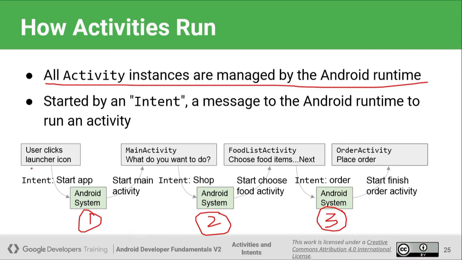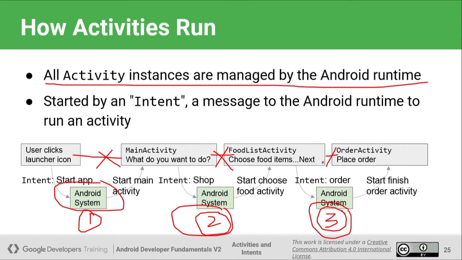So the user clicks the launcher icon, this request will go to the Android system, then it will call the main activity, what do you want to do, and then this activity sends another request, choose food activity, choose food items next. As you can see, the messages are passed from one activity to another activity with the help of this Android system. So do not forget these points: the requests always go through the Android system and not by direct communication. There is no direct communication between these two activities. The communication is always possible with the help of the Android runtime system.